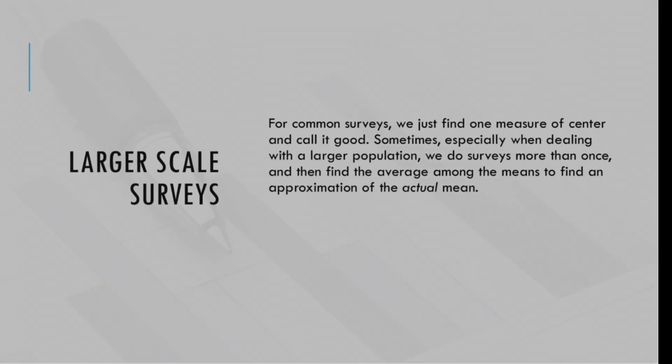So for common surveys, you'll usually just find one measure of center and call it good. Like, let's say I want to find the average height of the people in my class. You can just ask everybody and call it good. But when you're dealing with a larger population like a city or an entire country, that's impossible to do. So you basically do the same survey lots of different times, compare the results, and then find the average of those results. That's what you would call the true measure of center, as close as you can.